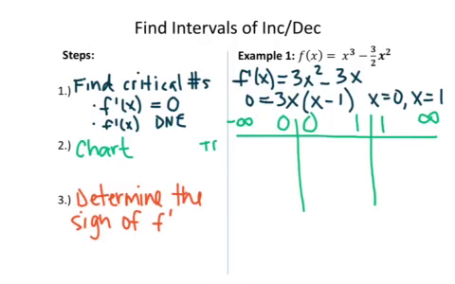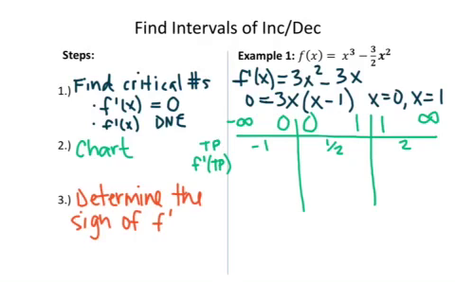So I want to pick points or values of x that are within those intervals. So something between negative infinity and 0, I would just choose, let's say, negative 1. Something between 0 and 1, let's choose 1/2. And something between 1 and infinity is 2. So those are my test points that I've chosen. Now what I want to do with those test points is evaluate them at the derivative. So f prime of each of those test values.